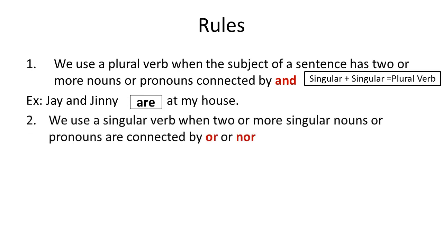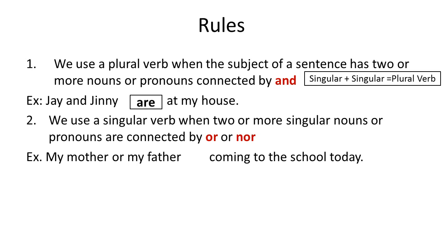Second, we use a singular verb when two or more singular nouns or pronouns are connected by or, nor. For example, my mother or my father dash coming to the school today. Here we have two singular subjects, my mother and my father, and they are connected by the conjunction or. Or gives you an alternate. Hence, you have to take a singular verb, that is, is.